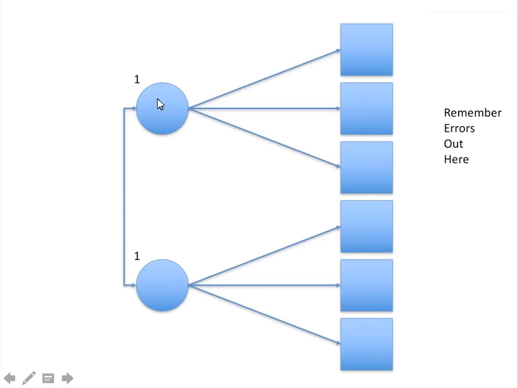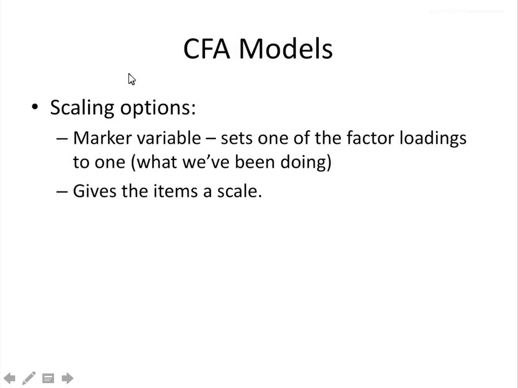And so basically what you'll see in a picture is that there'll be estimates for all the paths, and then out here with the double-headed arrows, the variance on these, you'll see a little 1. This will still be correlation, but this will be estimated at 1. Other thing you can do, and the more common way, is called a marker variable.